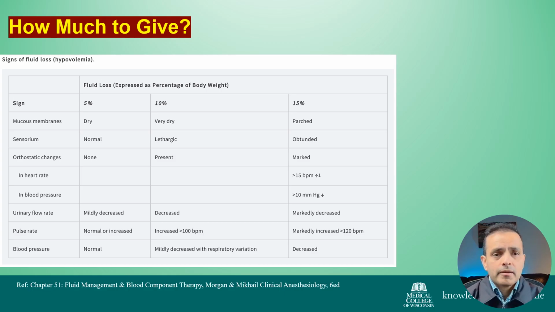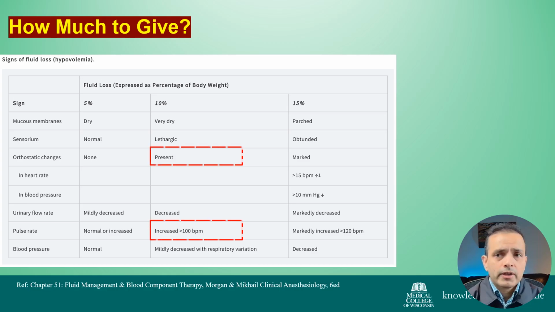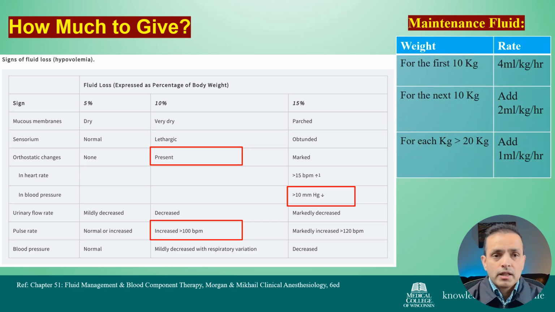How much to give is determined by how much deficit they have. If you look at this table, if somebody has lost more than 10% volume, they tend to be orthostatic and tachycardic, and if somebody has lost more than 15% volume, they tend to be hypotensive. That is going to help you determine the deficit.